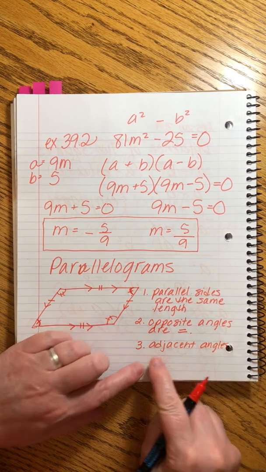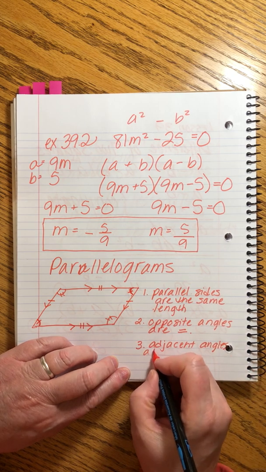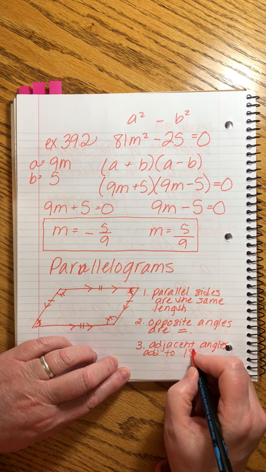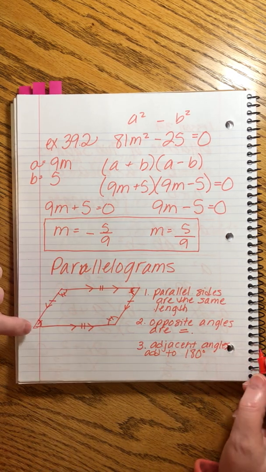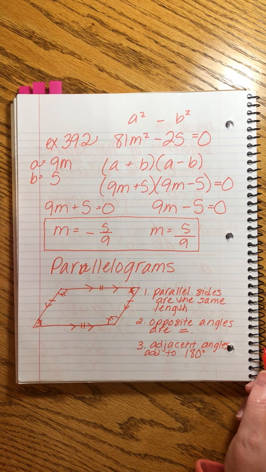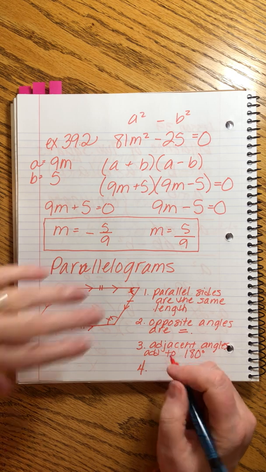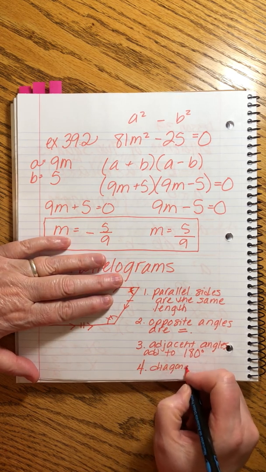Next door neighbors. Adjacent, I always think next door neighbors. Adjacent angles add to 180 degrees. So that means in this case, one of these angles plus one of these angles equals 180. And the fourth one sounds weird, but it makes perfect sense.